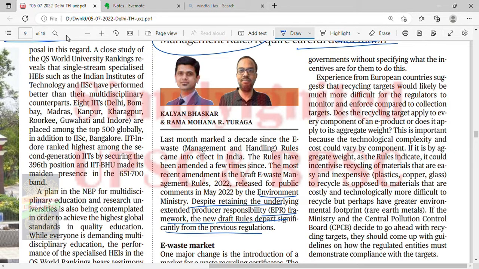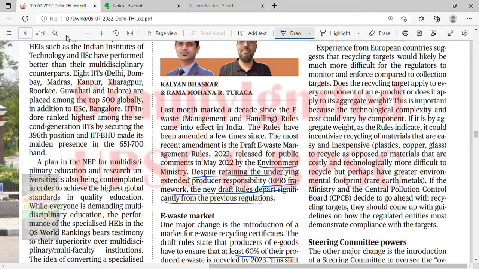Experience from European countries suggests that recycling targets would likely be much more difficult for regulators to monitor and enforce compared to collection targets. Does the recycling target apply to every component of e-waste products, or only to its aggregated weight? This is important because technological complexity and cost could vary by component. If it is by aggregate weight, the rule could incentivize recycling materials that are easy and inexpensive to recycle, for example plastic, copper, glass, as opposed to materials that are costly and technologically more difficult, but perhaps have greater environmental footprints, for example rare earth metals.